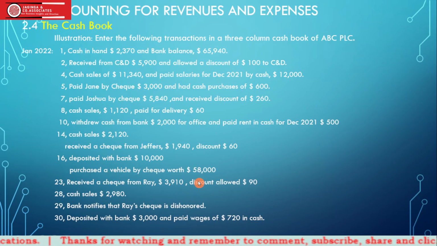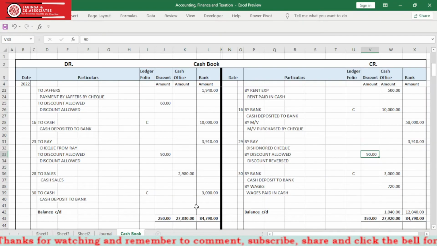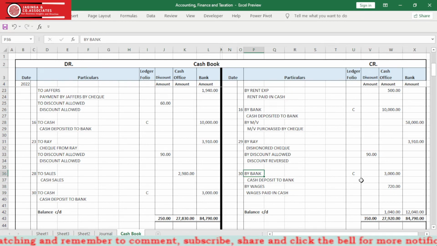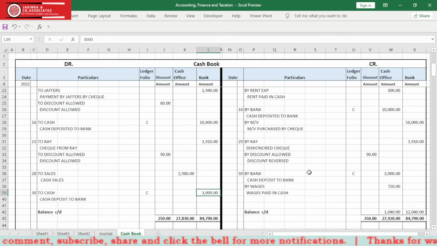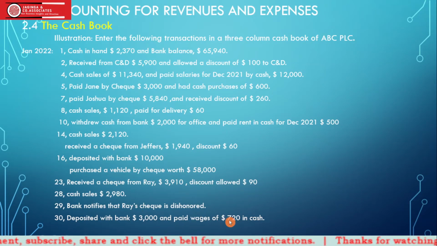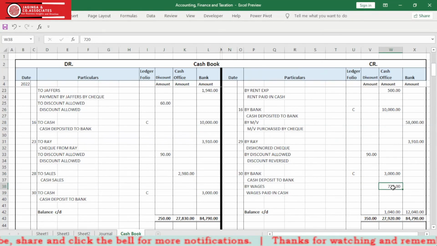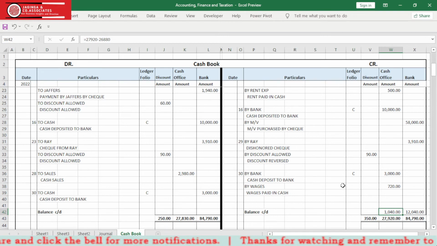And moving forward, then lastly we had deposit with bank 3,000. So it's taken from cash. So we've credited the cash account by 3,000 and debited the bank account by 3,000. This is also another contra entry, and then we are also being told that he paid wages of 720 in cash. So we've done all the entries. So let me see the closing balance.